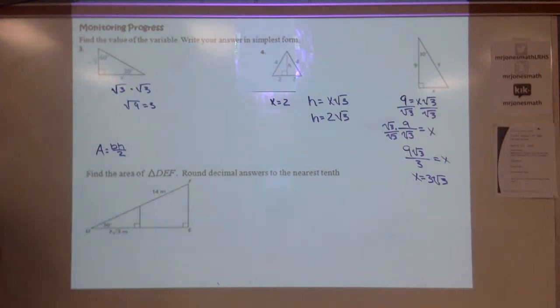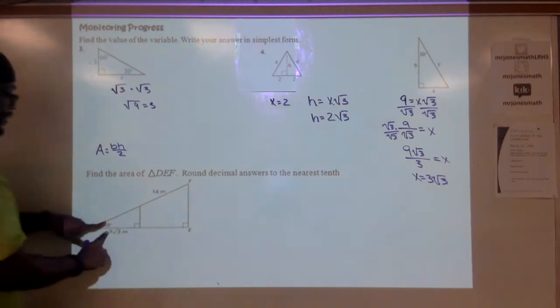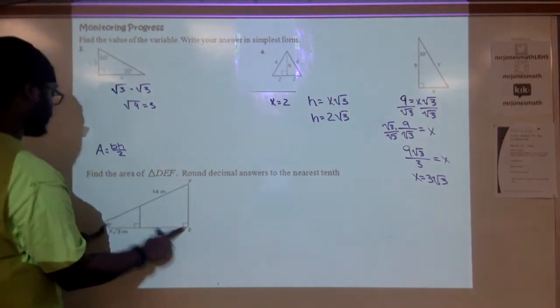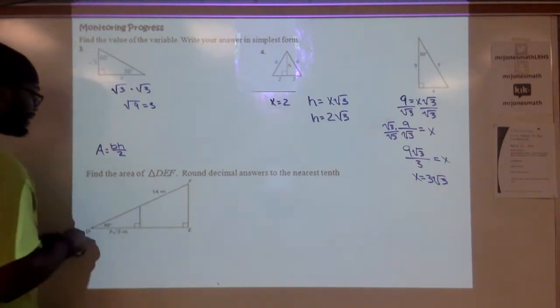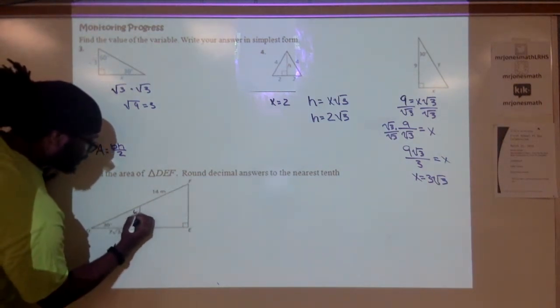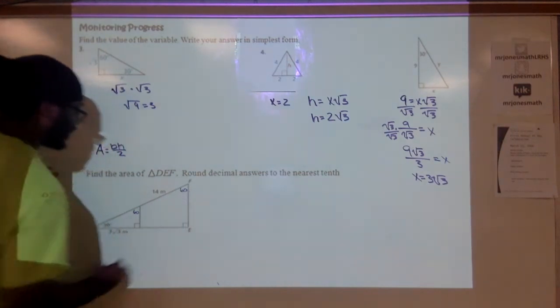Now, this problem here: find the area of triangle DEF, round decimal answers to the nearest tenth. Okay, so we have this triangle. Now this angle is 30 degrees, and we see that this angle is 90. Both of these angles are 90. So this means this one has to be 60, and this one has to be 60. So we know this is a 30, 60, 90 triangle.